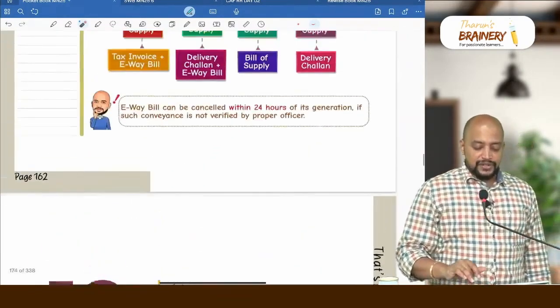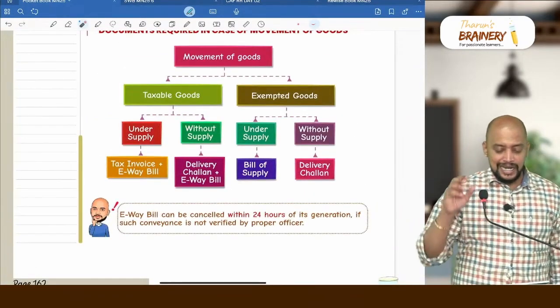So these are the key points related to accounts and records and e-way bill.